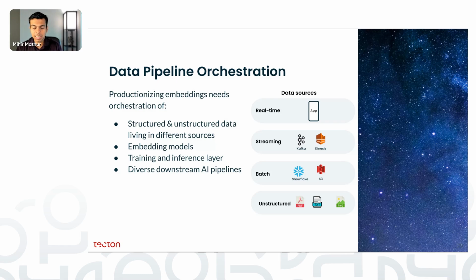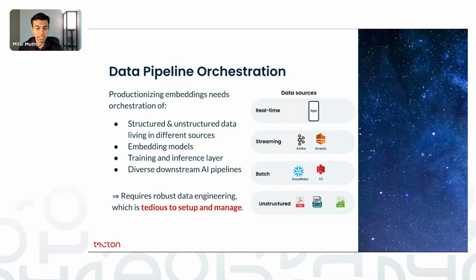So PDF, text, PNG. And so not only do you have to orchestrate and connect to all these different data sources, you also have to connect them to the embeddings model, the training layer, the inference layer, and then finally the generated embeddings to the downstream AI pipelines. So there's a lot of connections to be made here, and all of them have to be properly managed, tested, maintained, and monitored. So all of this requires tedious data engineering, which is really hard to set up and manage.